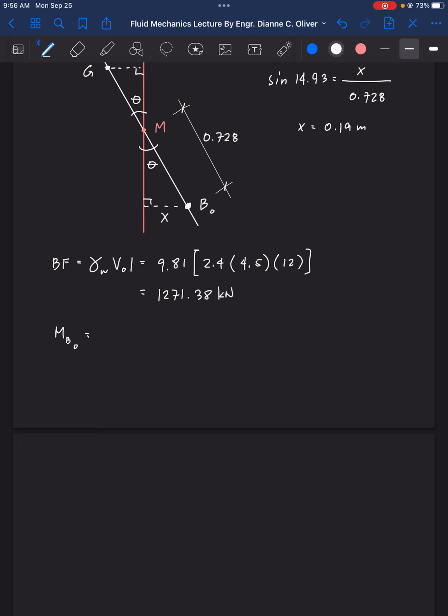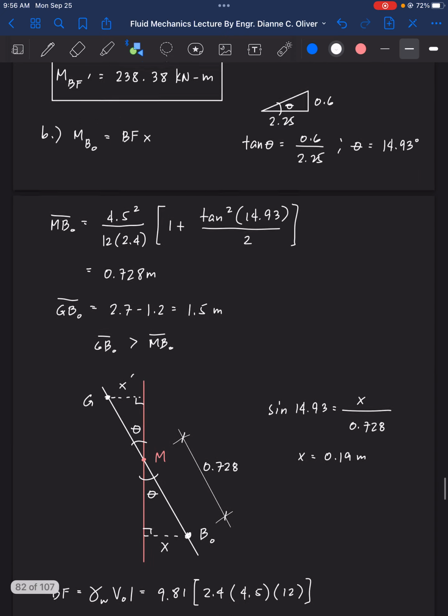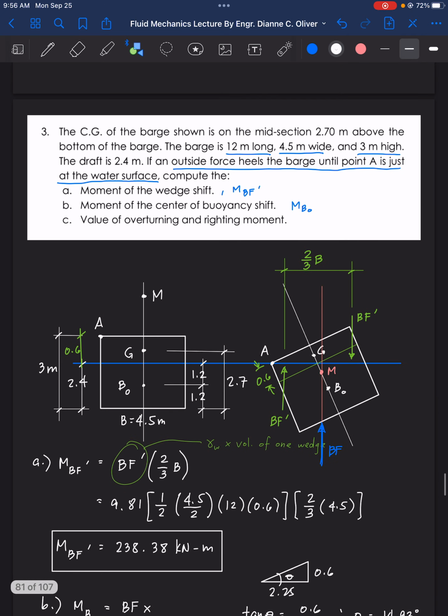Therefore, M is now equal to 1271.38 times the X of 0.19, which is equal to 241.56 kilonewton meter. So that's for letter B. Now how about letter C? The value of the overturning and righting moment.